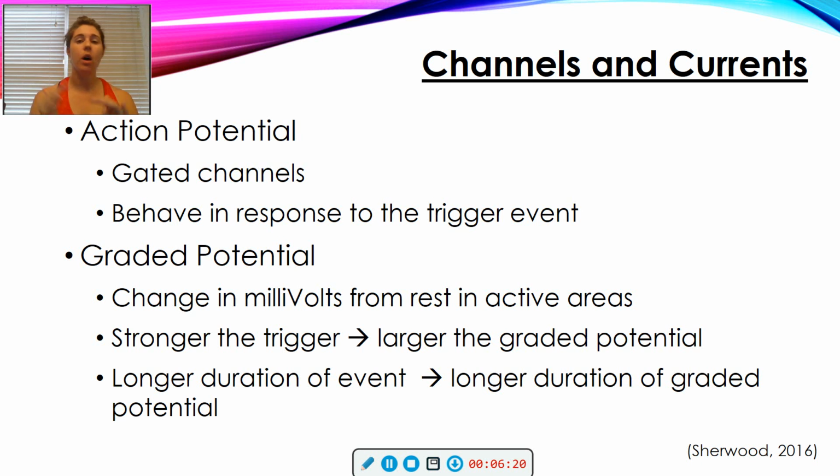Whatever is causing these channels to open and close, we call the trigger event. The stronger that event and the longer it happens, the larger and longer those channels are going to remain open for that equilibrium to try to be reached.